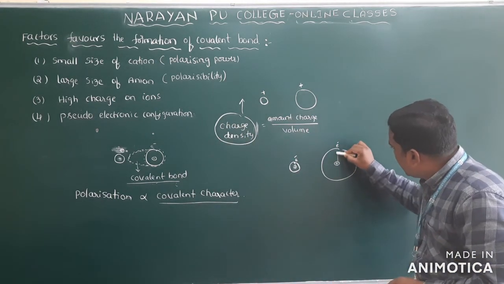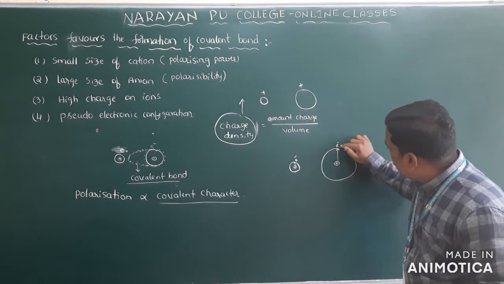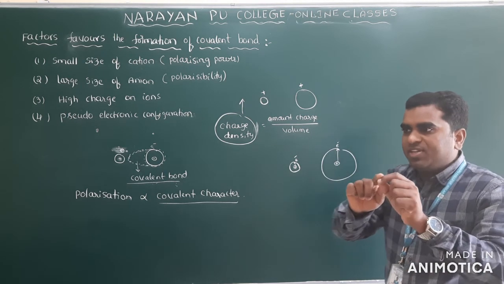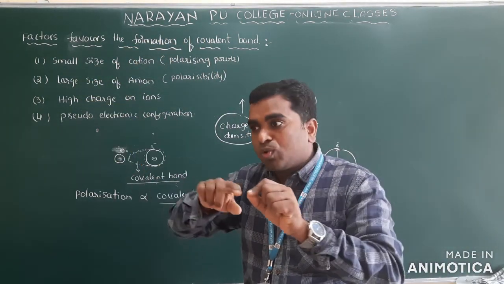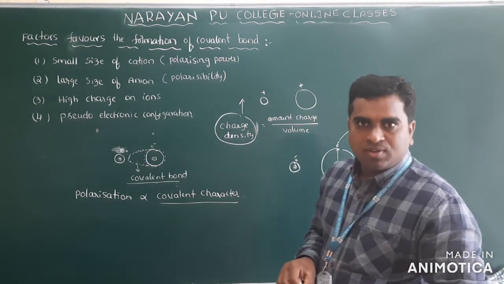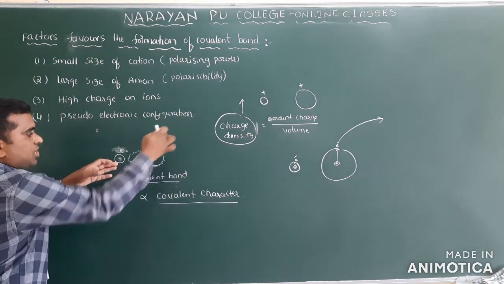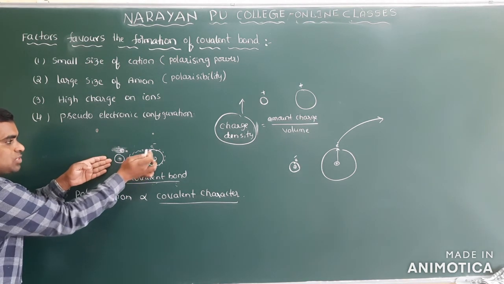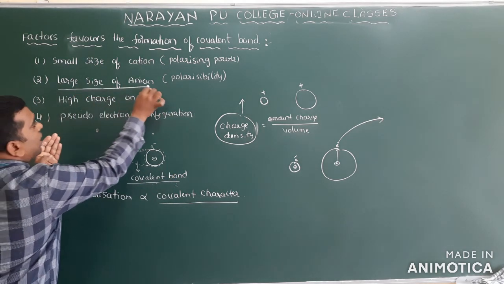But in this case, the distance between the nucleus and the outermost electrons will be large. If the distance is large, the nuclear force on the outermost electrons will be less, and these electrons can easily be removed. Clear? That's why, if the anion size is large, its electrons are easily attracted by the cation. So distortion or polarization takes place very fast in the case of a large anion.